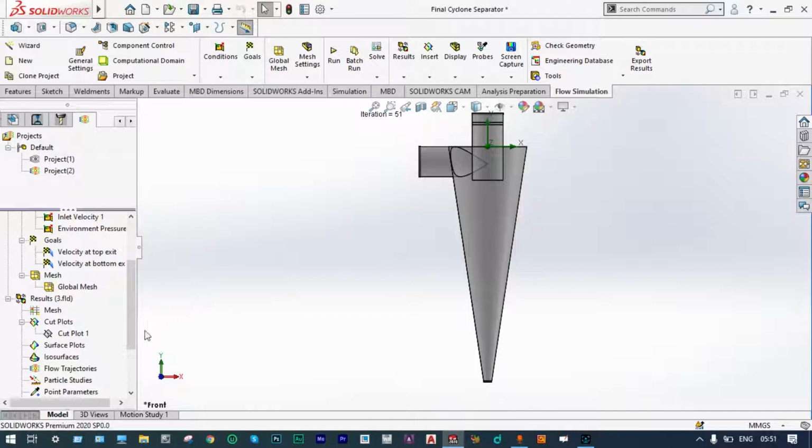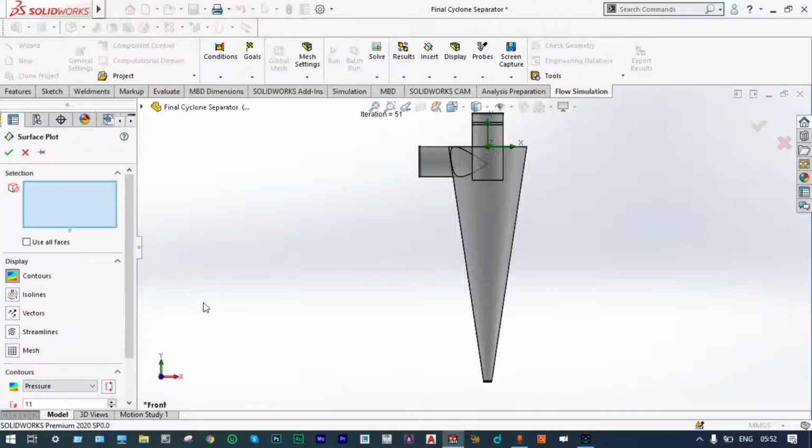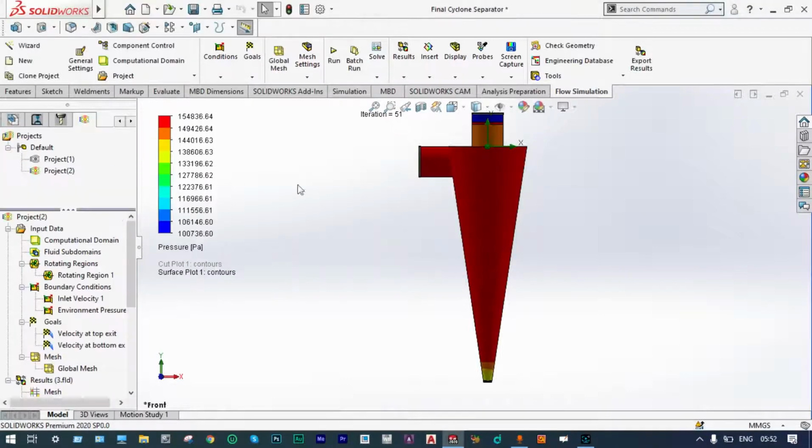Next to that, we want to see some surface plots to have pressure distribution at different surfaces. Insert surface plots, and we want to select all faces. You want to see pressure only, because we know that velocity at the boundary will be 0. So we want to see pressure distribution at different surfaces. It is clearly visible that pressure at the top exit is very less. It is equal to atmospheric pressure, indicated by blue color, and bottom also it is high, but compared to the inner region it is less.